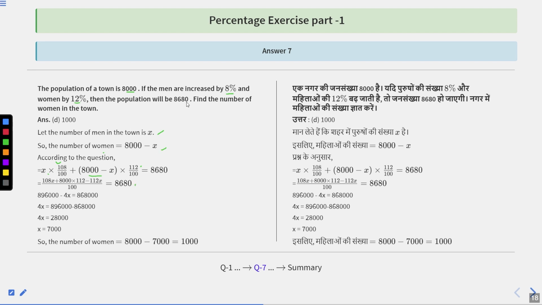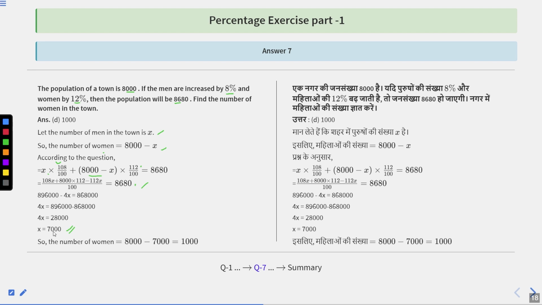And the population became how much? 8,680. So that is equal to 8,680. After simplifying, we are going to get 108x plus 8,000 into 112 minus 112x upon 100 equal to 8,680. From here, 8,96,000 minus 4x equal to 8,68,000. So we are going to get the value of 4x equal to 28,000. So that is x equal to 7,000.